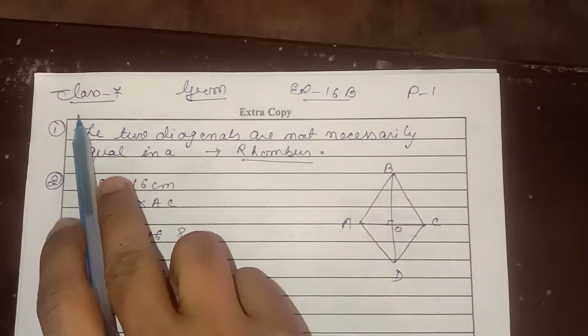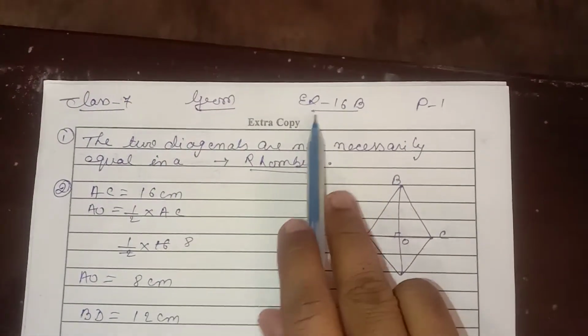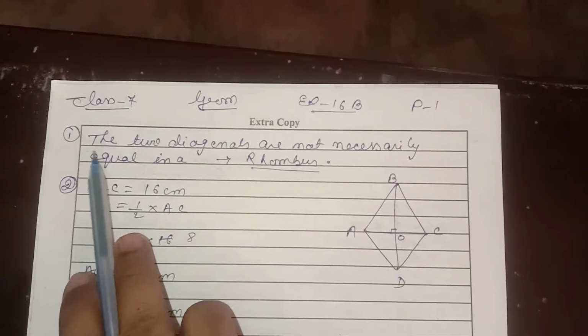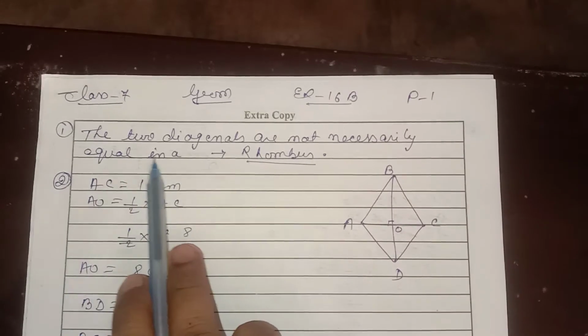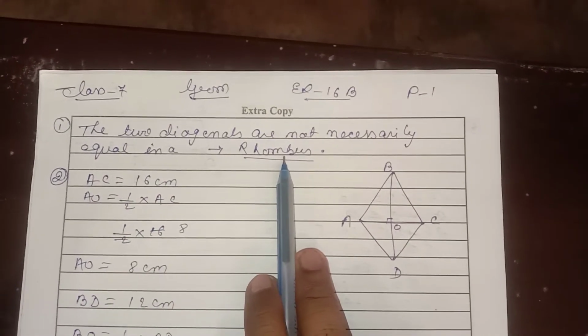Geometry Class 7 Geometry Exercise 16b. First question. The two diagonals are not necessarily equal in a rhombus.